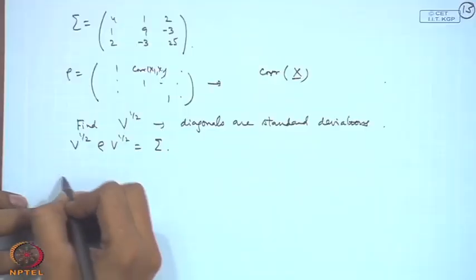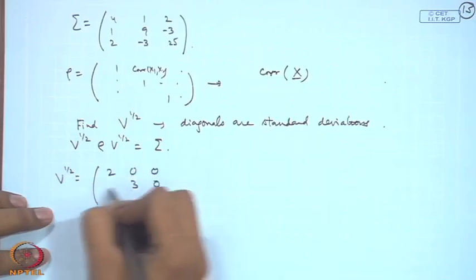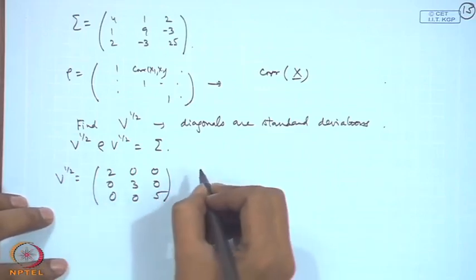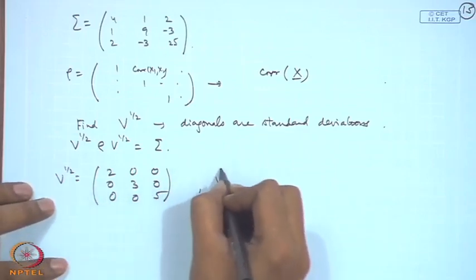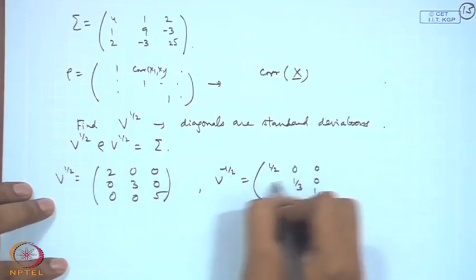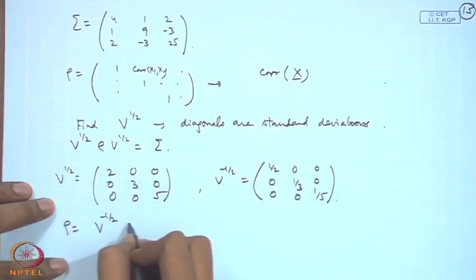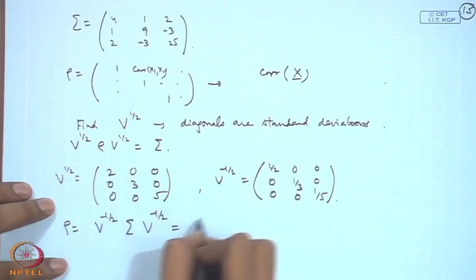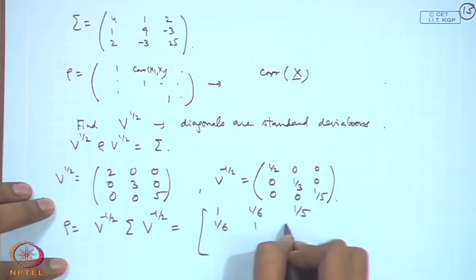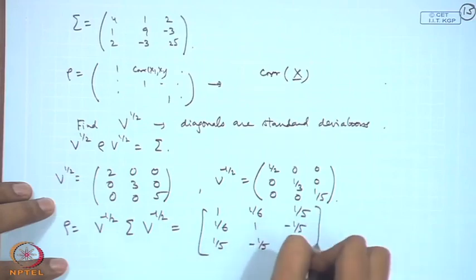Let us consider. So, V half here will become equal to 2, 3, 5, that is the standard deviation matrix here. Let us consider V minus half. So, that will be 1 by 2, 1 by 3, 1 by 5, 0, 0, 0, 0, 0, 0. And rho is equal to V to the power minus half sigma V to the power minus half, that is equal to 1, 1 by 6, 1 by 5, 1 by 6, 1, minus 1 by 5, 1 by 5, minus 1 by 5, and 1.